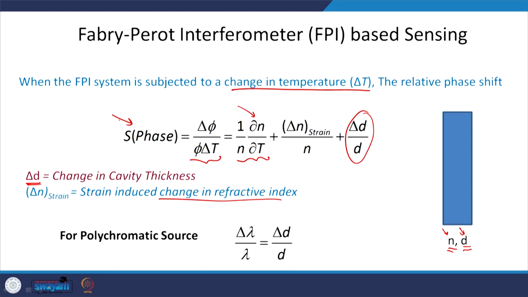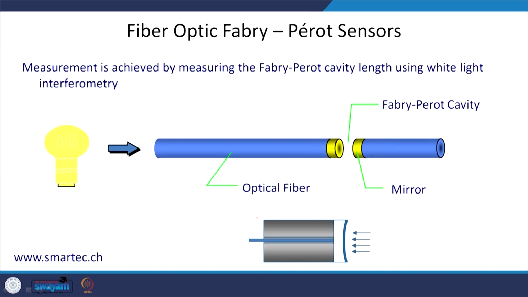If you want to simplify it and say that there is not much change in this and this parameter, all you know is that for a polychromatic source the change in delta d is proportional to the change in delta lambda. We will come to that and I will show you how it works as a sensor.